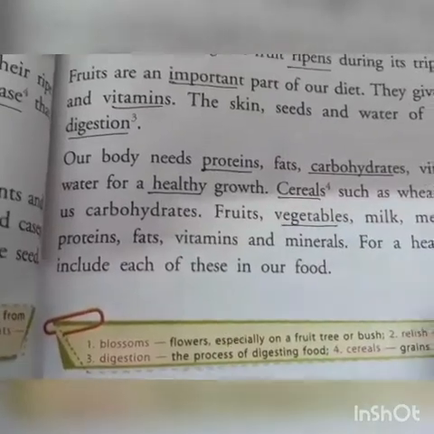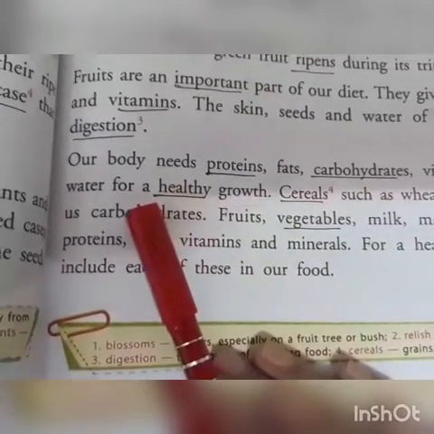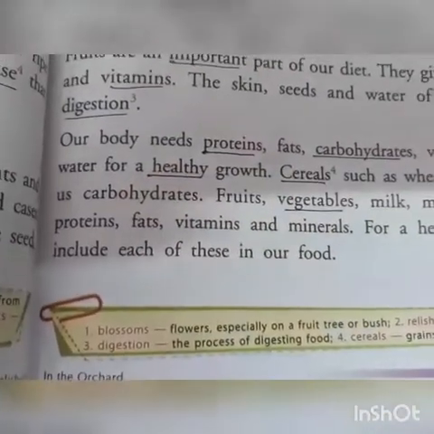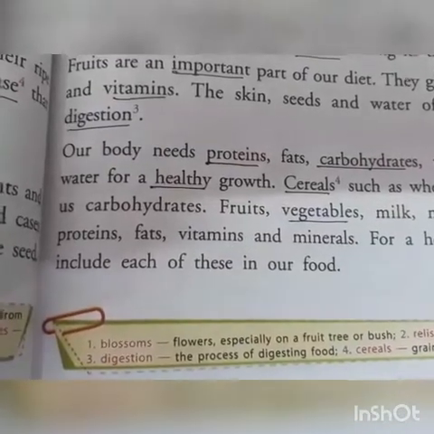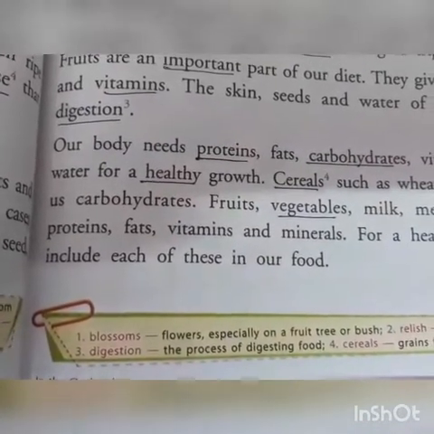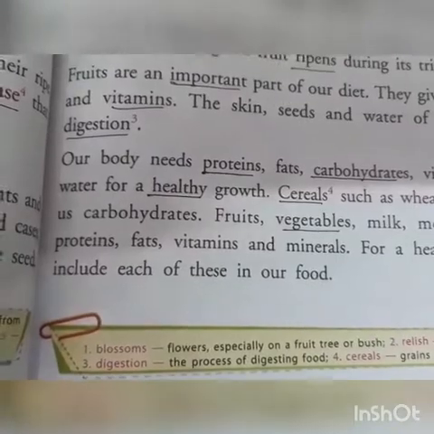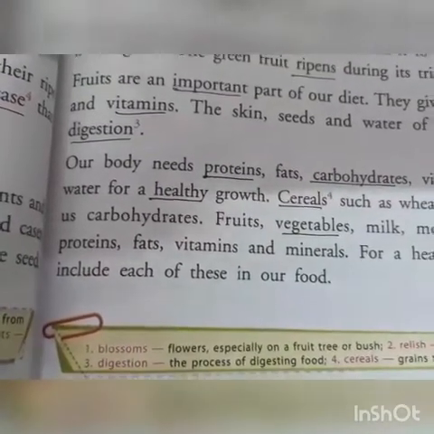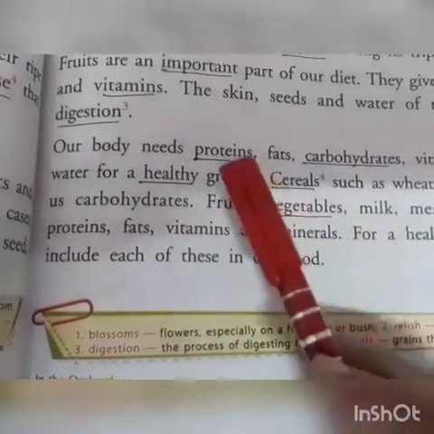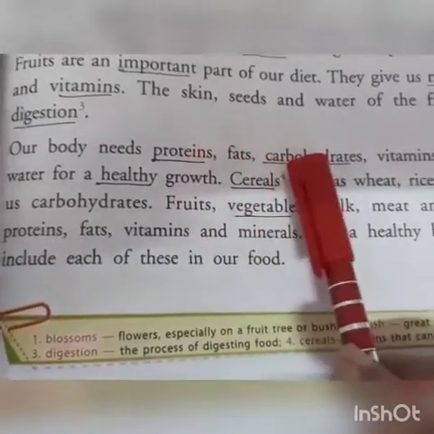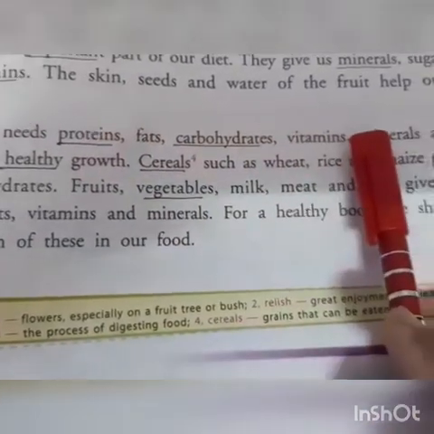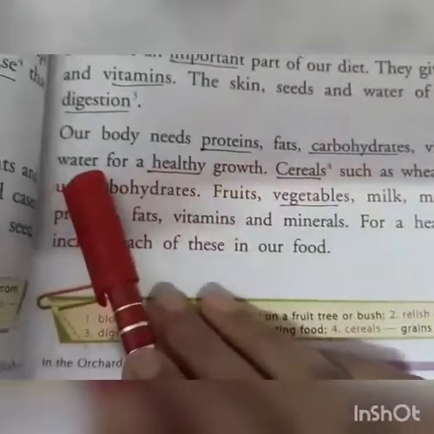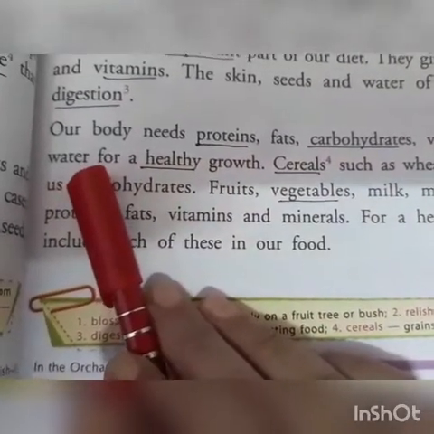Now, dear children, our body needs to grow. As a child, you need more of proteins and fats and carbohydrates to grow, because all the time you are busy doing something or the other. और उसके साथ साथ हमारे बॉडी को किन सारी चीज़ों की ज़रूरत होती है to remain healthy. Those are your proteins, fats, carbohydrates, vitamins, minerals, and last but not the least is the water for a healthy growth.